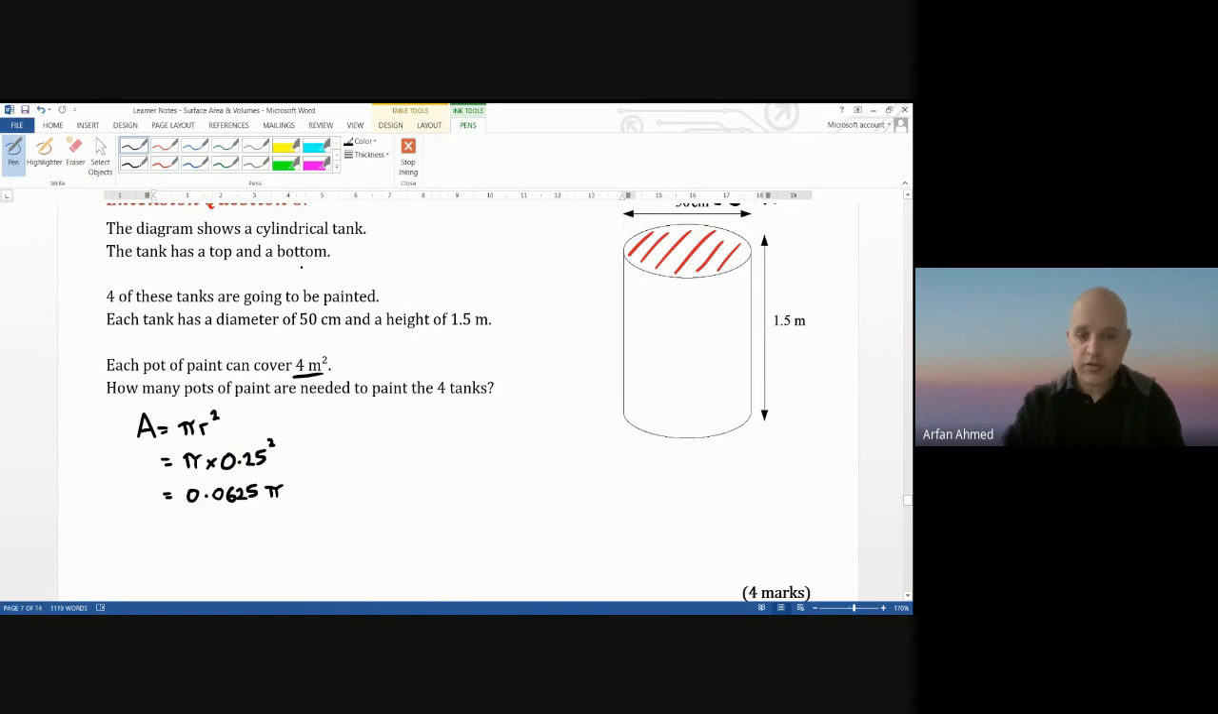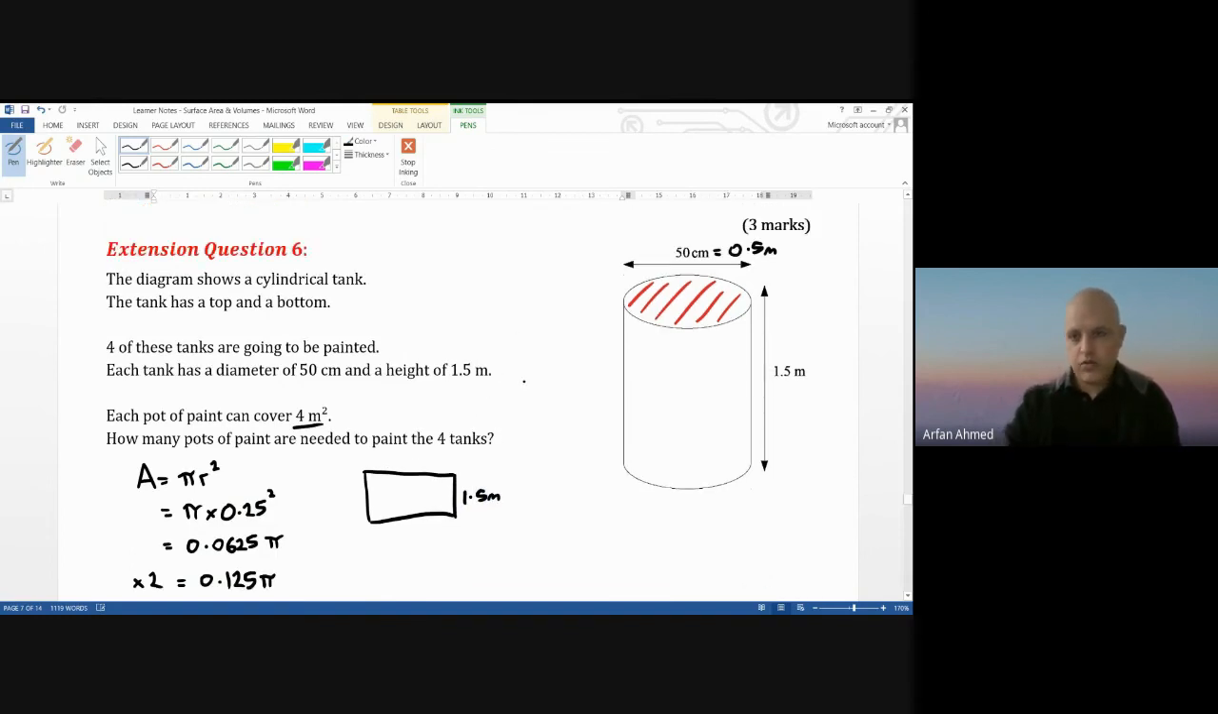The tank has a top and a bottom. The reason they've mentioned that is because they want you to cover the paint on both top and bottom. So we're going to have to times that by 2, which gives you 0.125 pi. Okay, that's that bit done. The bit that goes around the cylinder, let's do that. That's going to be 1.5 here. And pi times d, which is pi times 0.5, so it's 0.5 pi.